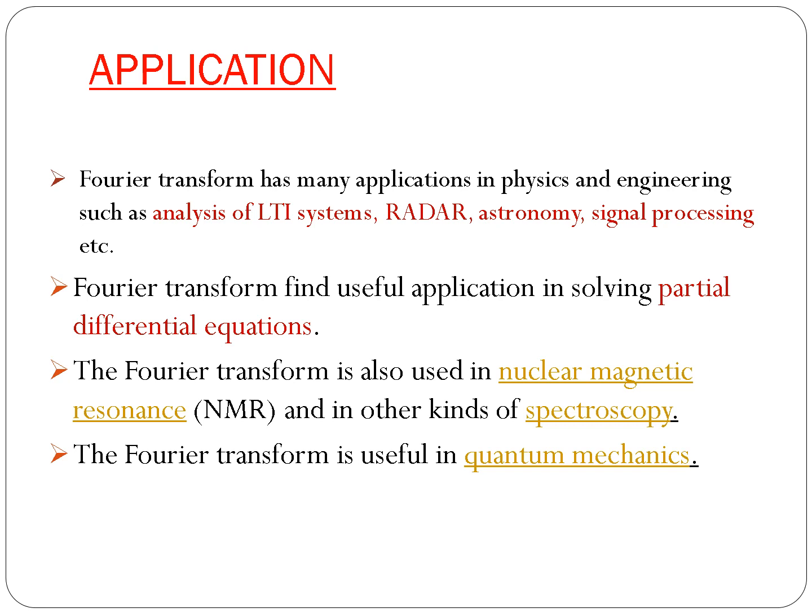We can see some applications of Fourier transform. It has many applications in physics and engineering such as analysis of LTI systems, radar, astronomy, signal processing, etc. It finds useful application in solving partial differential equations. The Fourier transform is also used in nuclear magnetic resonance and other kinds of spectroscopy. It is also useful in quantum mechanics, etc.